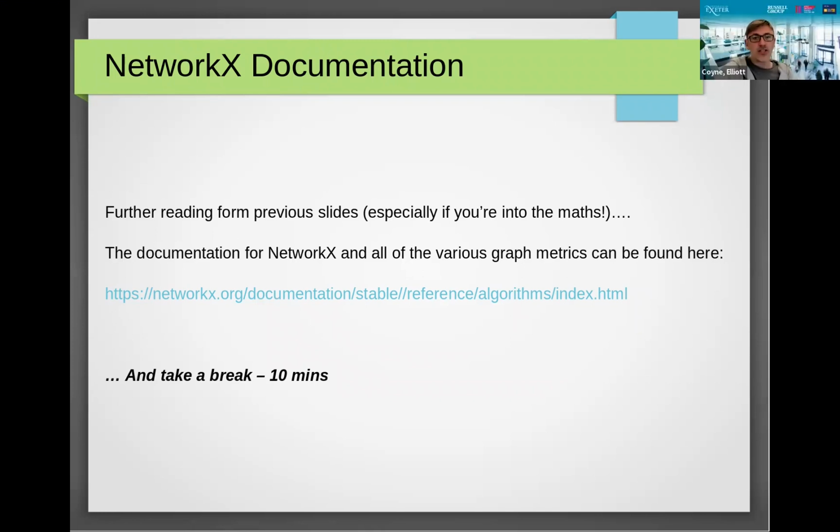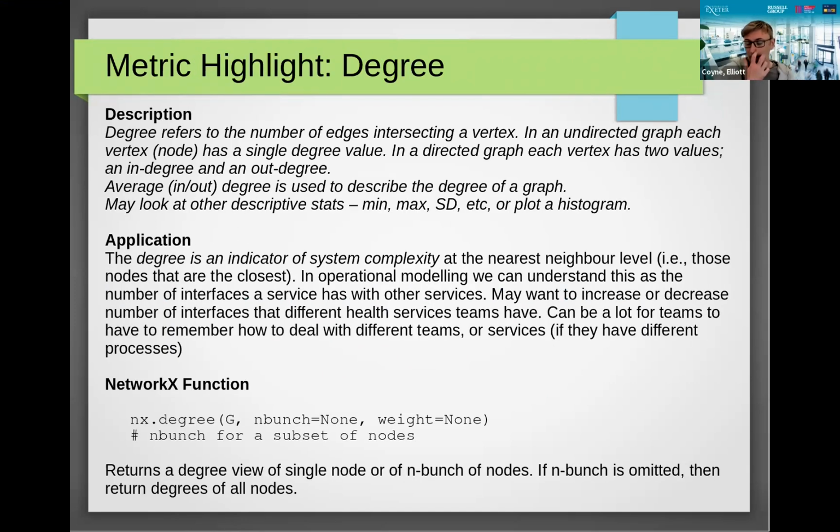Cool. So nice, easy one to get us going with these metrics is degree. Now, as I've said before, if it's undirected, it's single, and if it's a directed graph, you will have in degree and out degree. And as it says here, it refers to the number of edges intersecting a vertex or node. And the thing we look at at a system level would be the average, and this can be the average in, the average out, as a description of the graph.